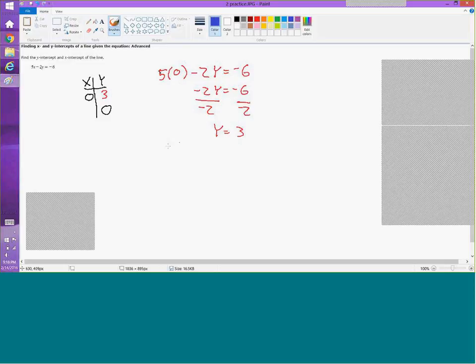Again, for the x-intercept, we have 5x minus 2 times 0 is equal to negative 6. Equals negative 6. Divide both sides by 5. Our x-intercept then is at negative 6.